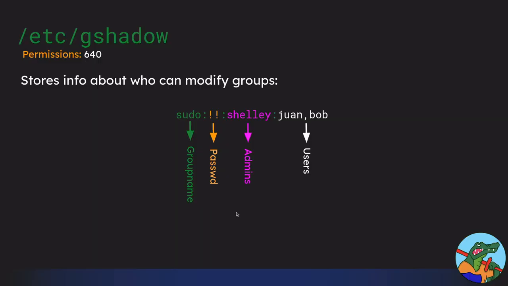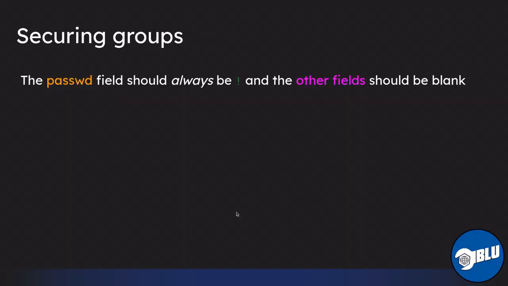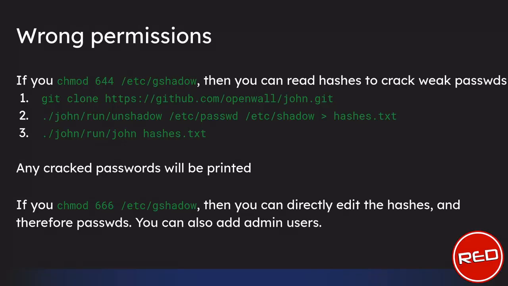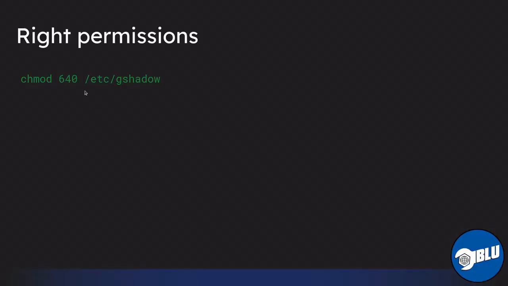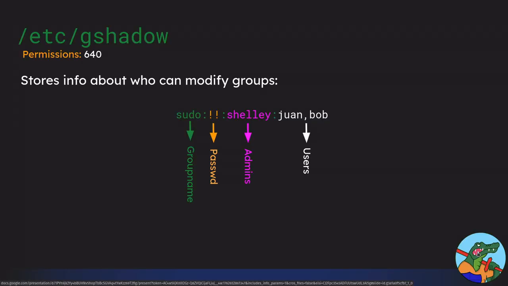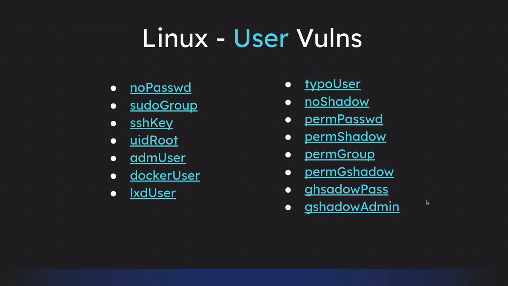So that is that. And of course, always the idea of permissions. Just like for /etc/shadow, if we can read it, then we can crack the hash. If we can modify it, then we can do all sorts of crazy things like add in admin users. And to fix that, again, just chmod it back to what it should be, 640.